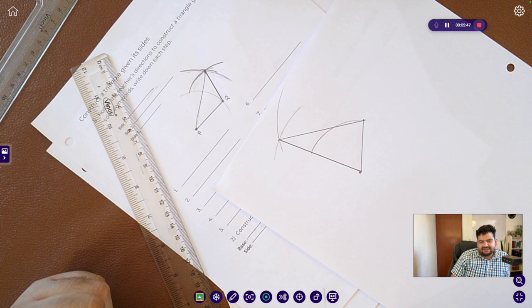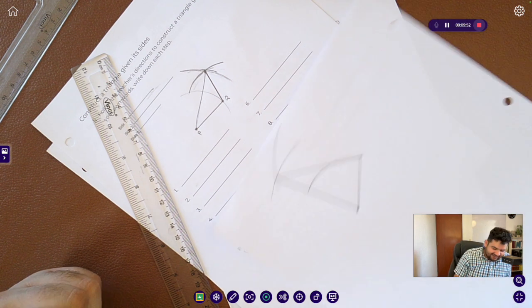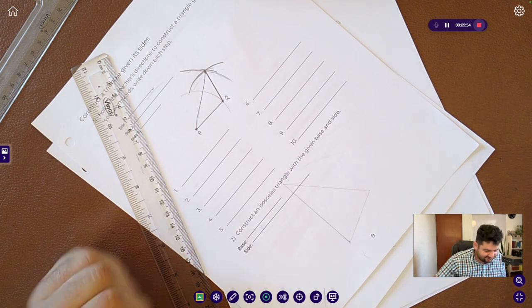And I find this chilling, relaxing, and pretty. It is such a perfect isosceles triangle. Okay.